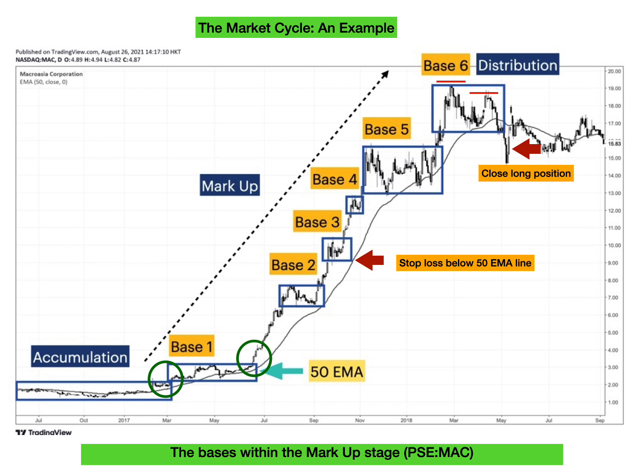So if you trade using bases within the markup stage, then you are more likely to know when price is about to reverse simply by counting the bases. Once price exceeds base 4, then you know the momentum is already weakening because there are too many people in the trade.